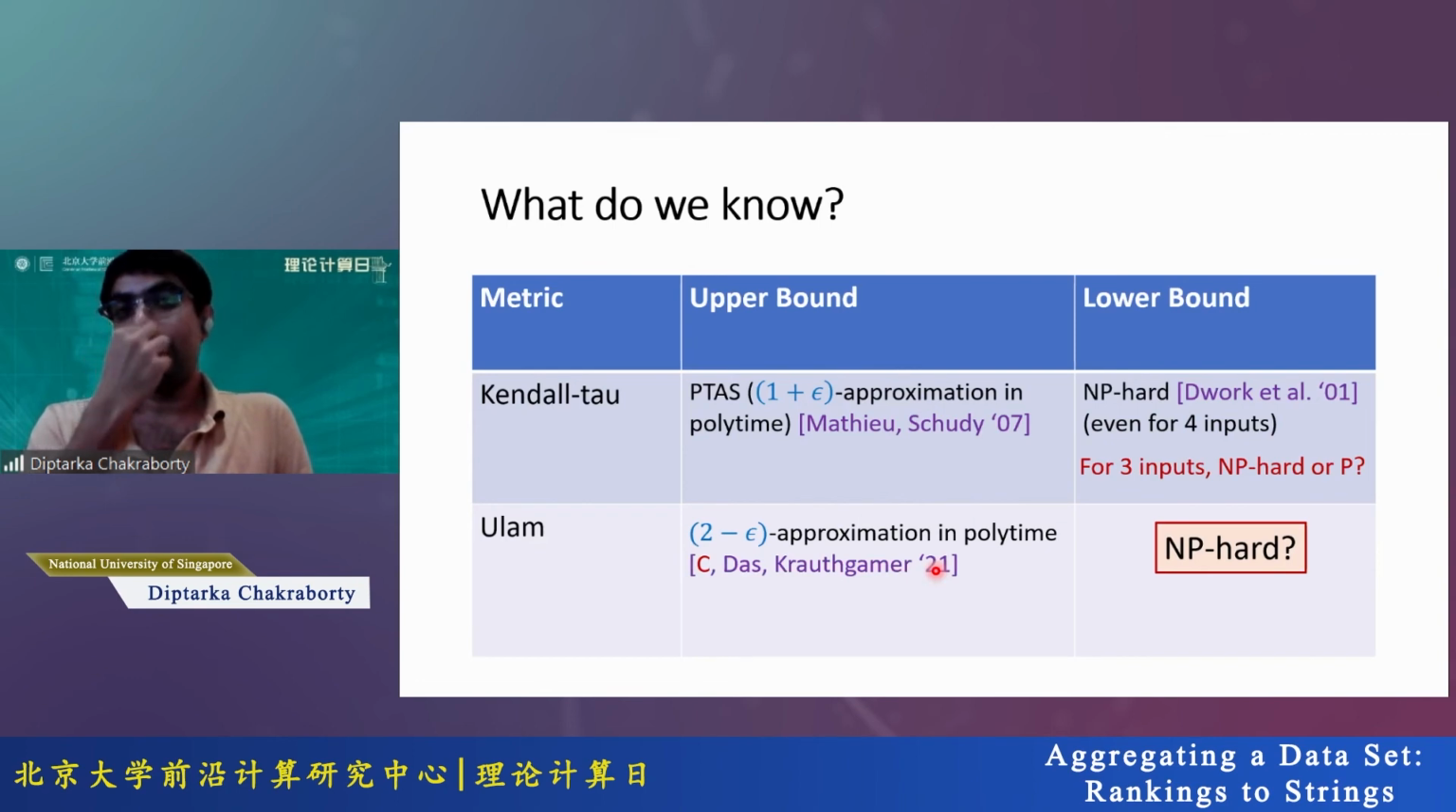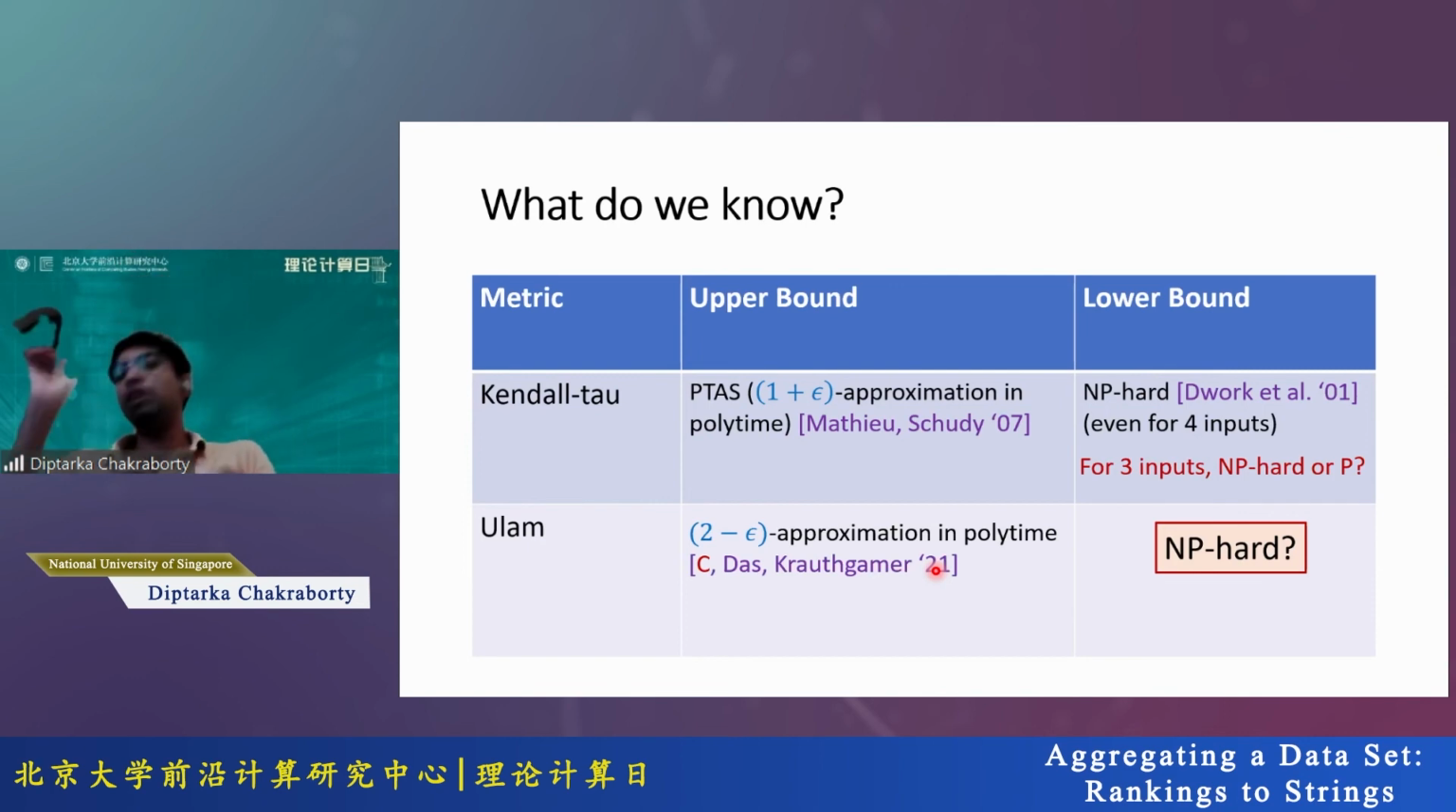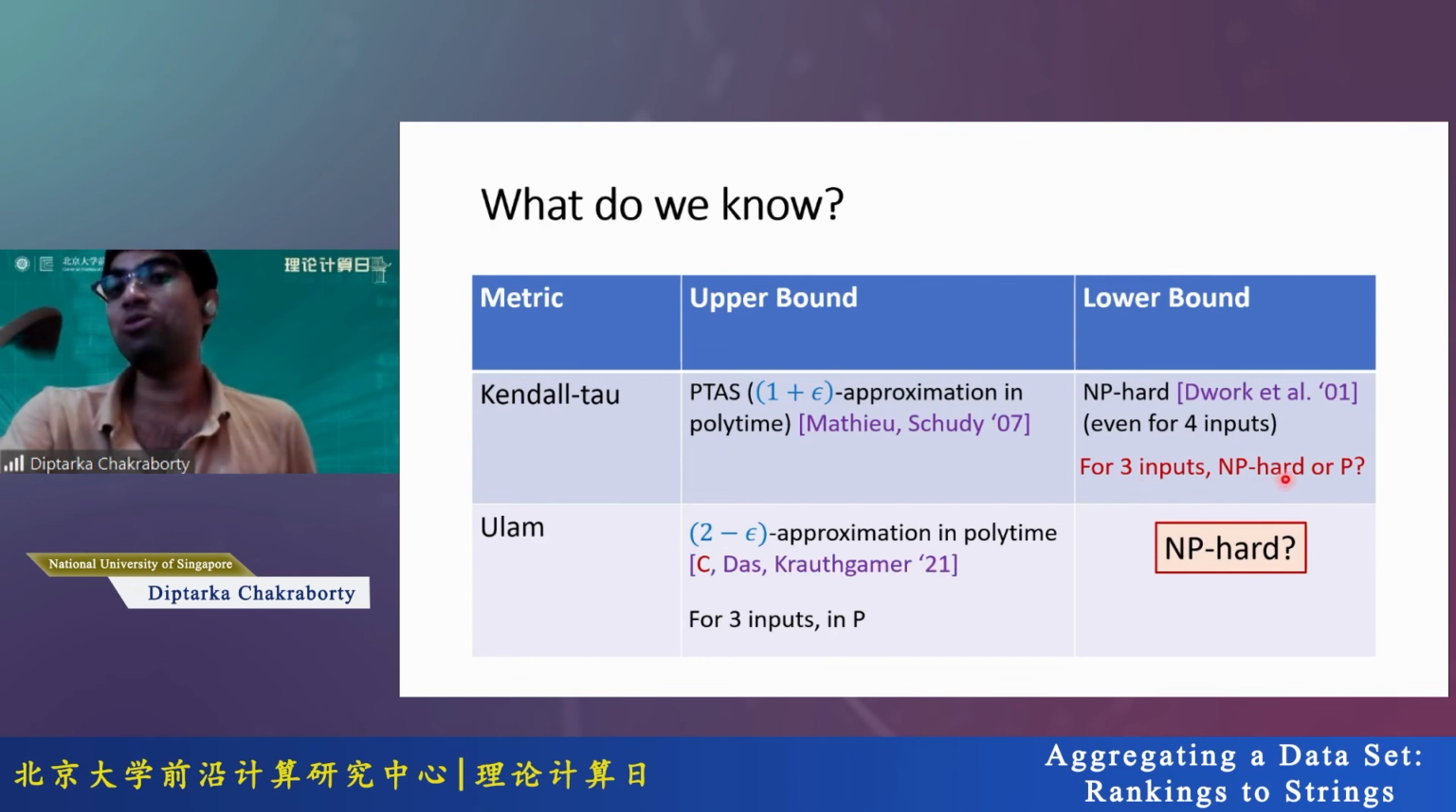What we showed last year in another result with Das and Krauthgamer is that we can actually have a 2 minus epsilon approximation for Ulam distance. If you recall, I mentioned that for any median problem, with respect to any metric space, achieving 2 approximation is easy. So now the question is, can we get something better? For Ulam, we show that we can have a 2 minus epsilon approximation, but we don't know whether it is NP-hard or not. That's why I say they are somehow incomparable, this current state of the art for Kendall tau and Ulam. Because for 3 inputs, for Kendall tau we don't know whether it is NP-hard or in P, but for Ulam distance the status is different.